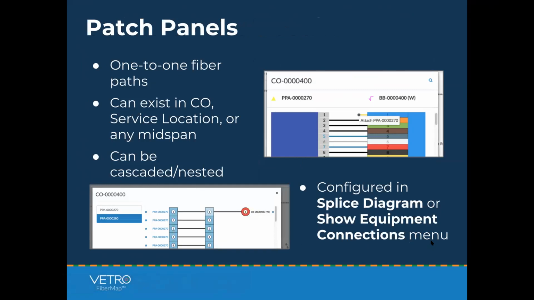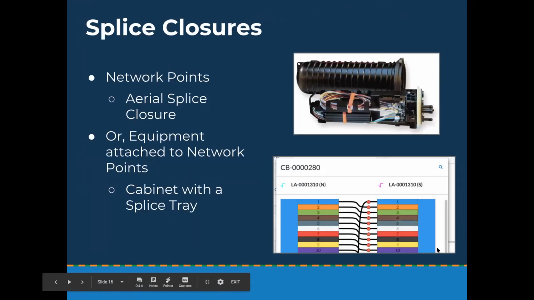So jumping into what patch panels look like. Patch panels represent a one-to-one fiber path. They can also exist in a CO, a service location, or at any midspan, and they can also be cascaded or nested. And these will be configured in the splice diagram or the Show Equipment Connections menu. We'll be showing you that.